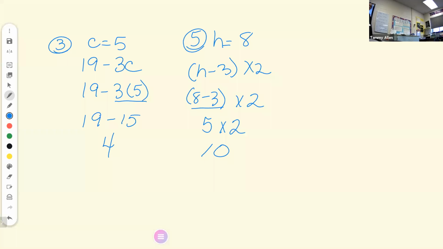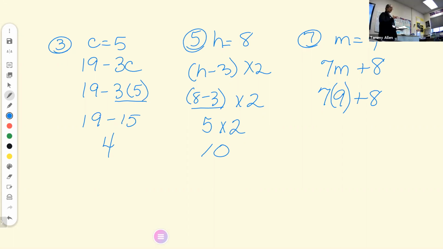Is 7 the next one we did? All right. So number 7, we start out with m equals 9. Our expression is 7 times m plus 8. 7 is being multiplied by m. So 7 now is being multiplied by 9. Some of you still try to tell me stuff like this: 79 plus 8. It's not 79 plus 8. It's 7 times 9 plus 8. Okay? There's a big difference there.